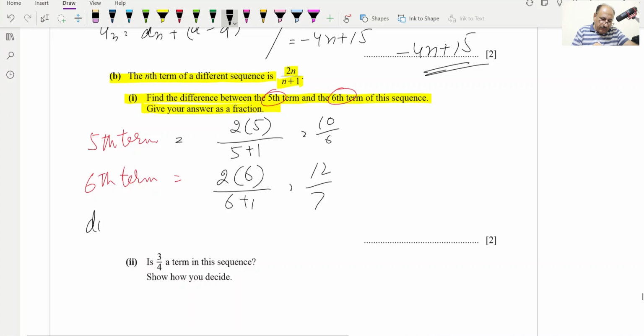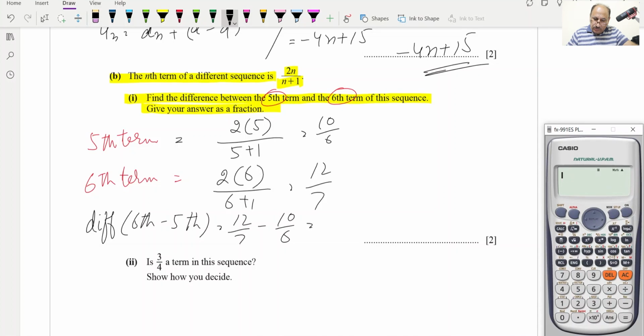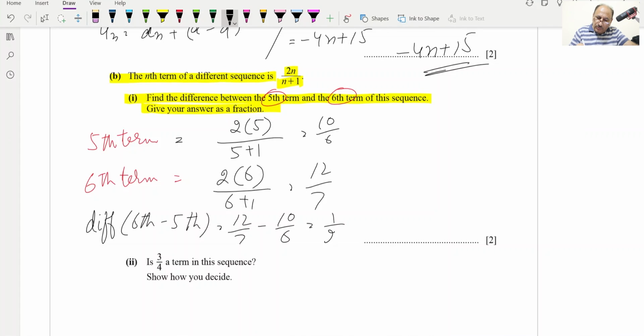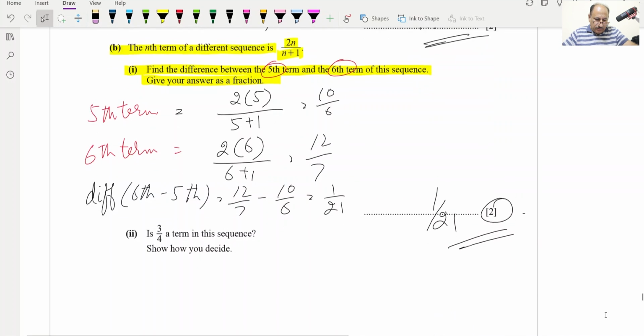Okay, so the difference will be what? The difference will be equal to the 6th minus 5th, and this will be equal to the 6th term, 12 by 7, minus 10 over 6. We can calculate this one, 12 over 7 minus 10 over 6, and this will be equal to 1 over 21. So 1 over 21, this is a 2 mark question, which we are done with.